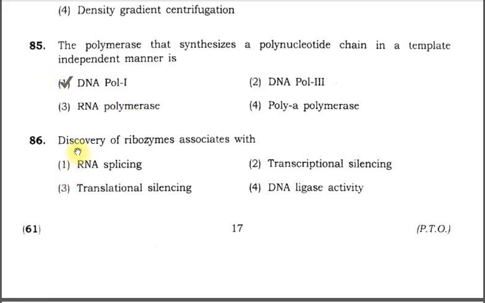Question number 86. Discovery of ribozymes associated with number 1, RNA splicing. Number 2, transcriptional silencing. Number 3, translational silencing. Number 4, DNA ligase activity. The correct option is number 1, RNA splicing. The RNA segments that cut themselves out of larger RNAs are also called self-splicing introns.